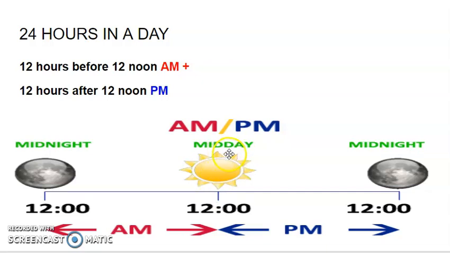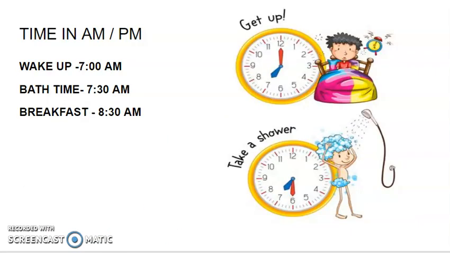After 12 noon, even after 1 minute after 12 noon, the time will be p.m. Like your quiz ends at 12:10, it is p.m. You start your lunch at 2 p.m. You go for playing with your friends at 5:15 p.m. So all the time after the noon, midday, 12 noon, whatever time you will read on the clock will be written as p.m. time. Let us see some examples.